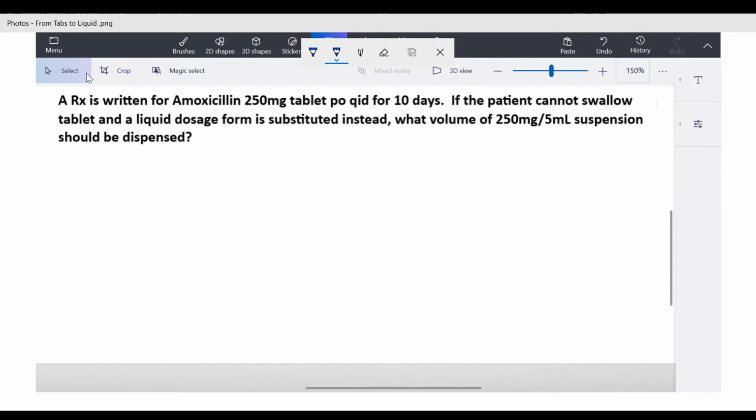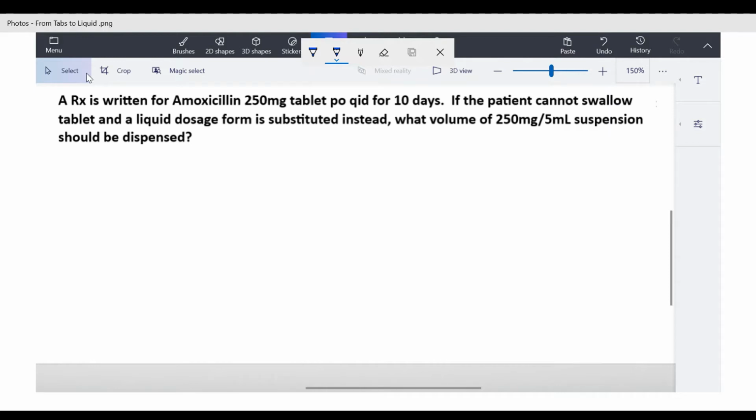To another session of awesome drug calculations. So, for today's session, we are going to focus on a typical situation where pharmacy has to decide whether to dispense a tablet or a liquid in cases where a patient cannot swallow solid doses, such as capsules or tablets.